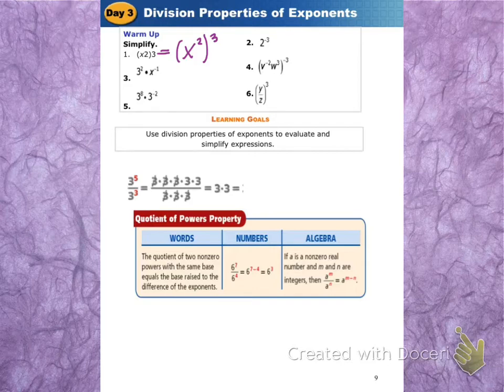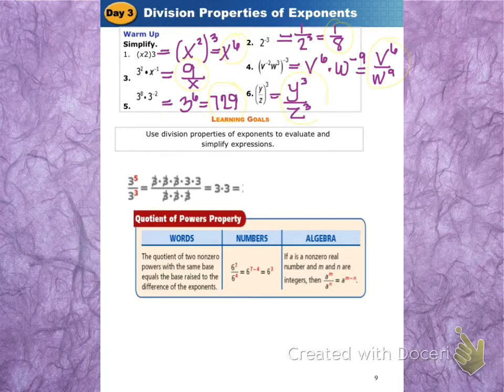Pause the recording now. Okay, so go ahead and check your answers on the warm-up. Hopefully you've had time to check your answers. I want to comment specifically on example 6. Example 6 asks you to raise a quotient, which is basically a division.